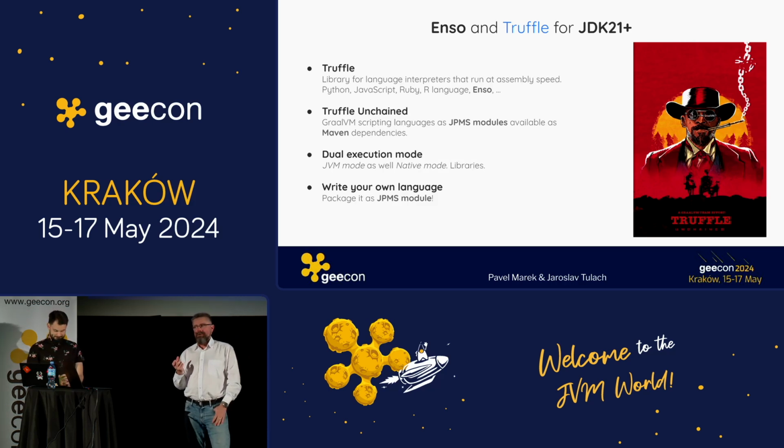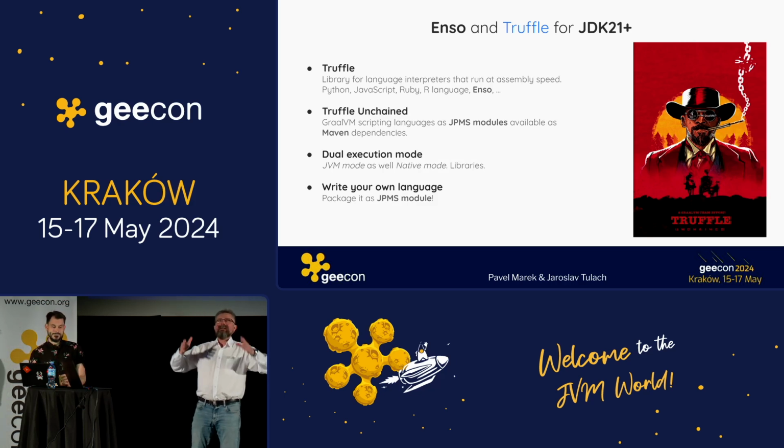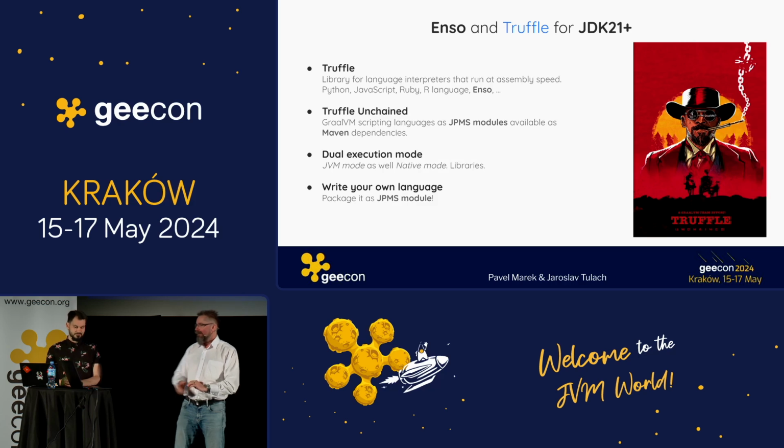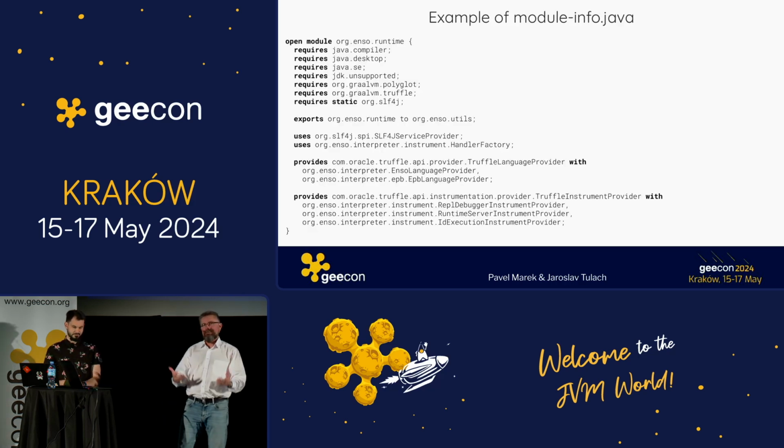The Truffle team decided that a language must be implemented as a module. That's new. Up until last summer, you could just implement your language as a regular Java application with a normal jar file, and everything was working. But not since last summer. And we had to upgrade to that new version, and we needed to turn Enzo into a Java module. And Pavel did all the work, and he's here to give you a sense of his suffering.